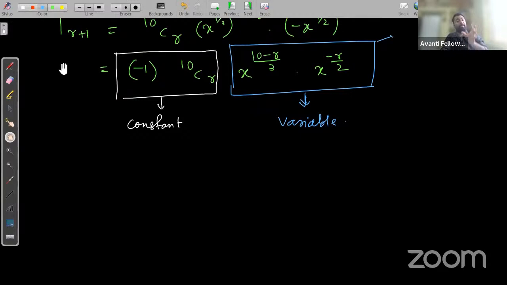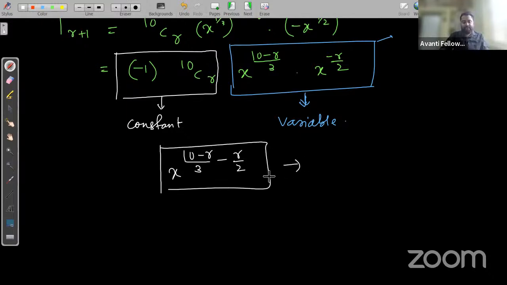So to get the term independent of x, we have to make the power of x as 0. What are we doing? We have x to the power 10 minus r upon 3 plus, when we multiply minus r by 2. This is the variable term we are having, so this is to be 1. So 10 minus r by 3 minus r by 2 must be equal to 0.